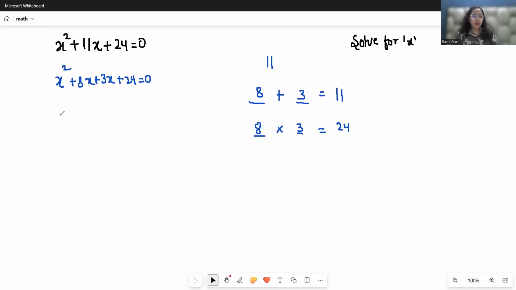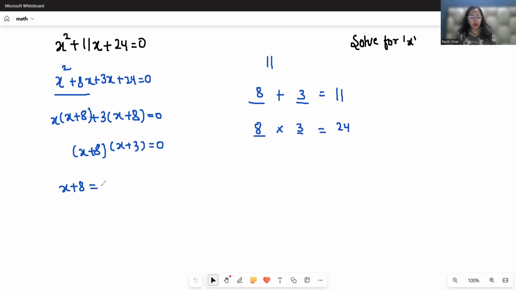So now take x as common, so x plus 8, and if I take 3 as common, x plus 8 is equal to 0. Now x plus 8 is common, so x plus 3 is equal to 0. Now these are the two factors. To find out the solution or value of x, put each factor equal to 0.